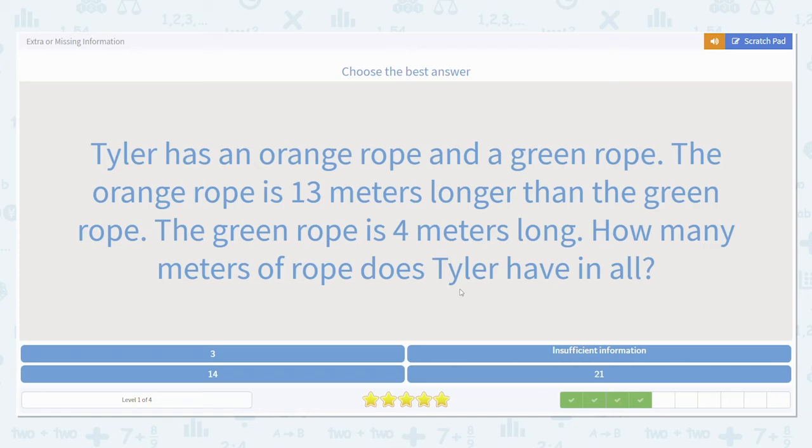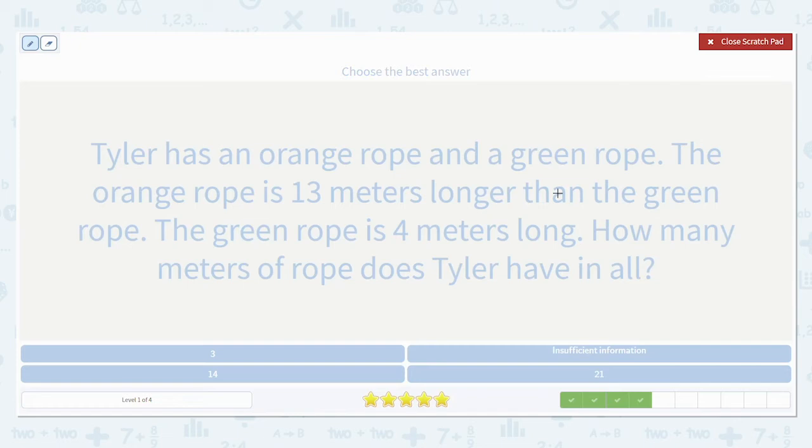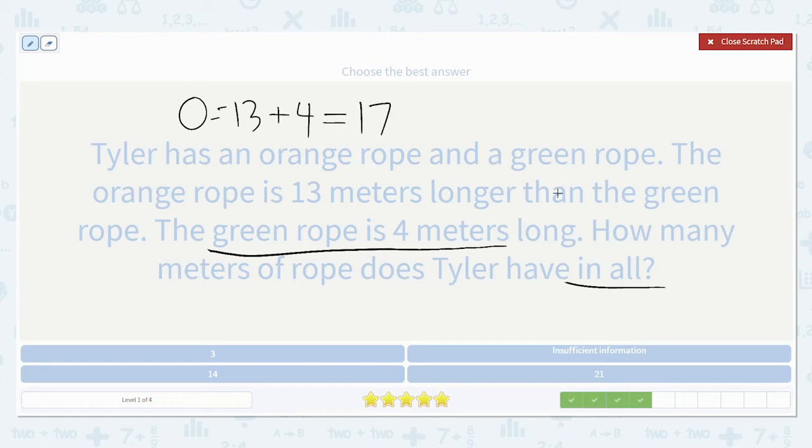The same process applies. Since the question is asking for the total amount, we need to find the length of both ropes. We already know that the green rope is 4 meters long, so we have to find the orange rope's length. Orange will be 13 longer, which means that we're going to add, than the green rope, which is 4 meters. That means orange is 17 meters long. We add that to the 4 for the green rope for a total of 21 meters.